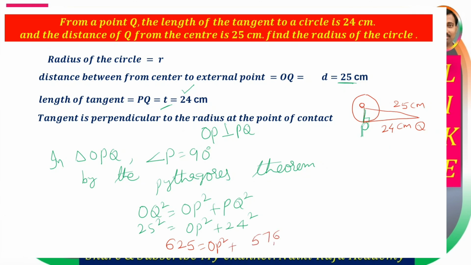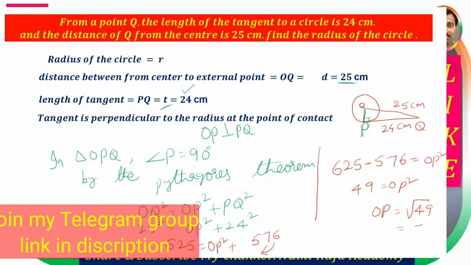That is equal to OP square plus 24 square, that is 576. 576 is transposed to the left side. 625 minus 576, that is equal to 49, equal to OP square. OP is equal to root 49, that is equal to 7 centimeters. This one is the length of the radius. Radius is equal to 7 centimeters.